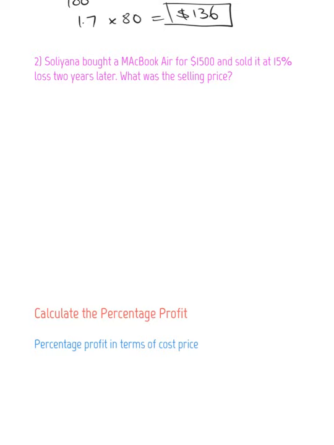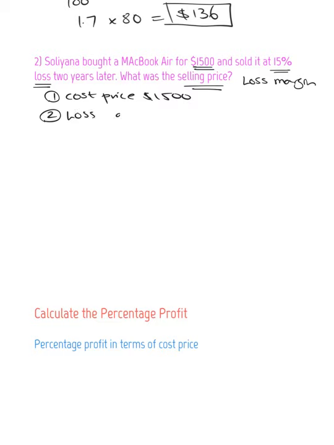The next example is Soliana has bought a MacBook Air for $1,500 and has sold it at a 15% loss 2 years later. So what's the selling price? This question is typically a loss margin question, given Soliana is losing 15% of the cost price. So the cost price is $1,500, and there's a loss of 15%.